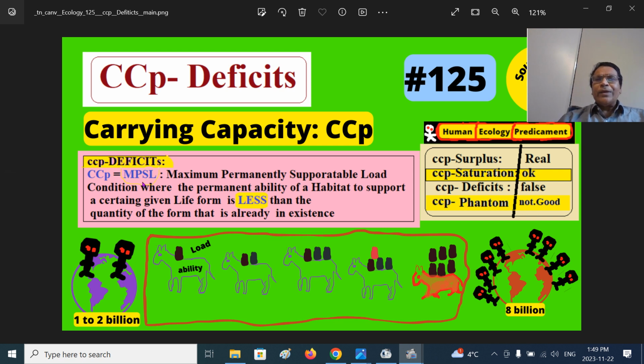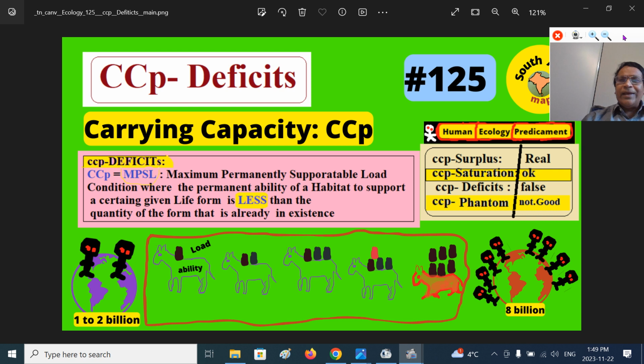So carrying capacity deficit is a condition where the ability of the habitat is less than the load. Its ability is less than the load. Carrying capacity surplus means its ability is more than the load, how much load it can carry. Having a carrying capacity surplus is very good. Carrying capacity saturation is okay. Carrying capacity deficit is not good.